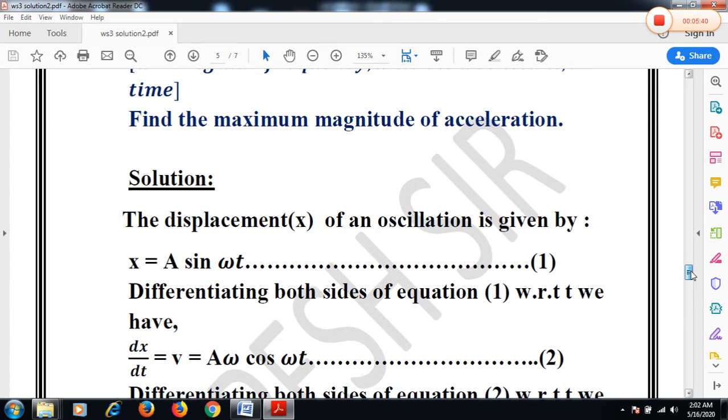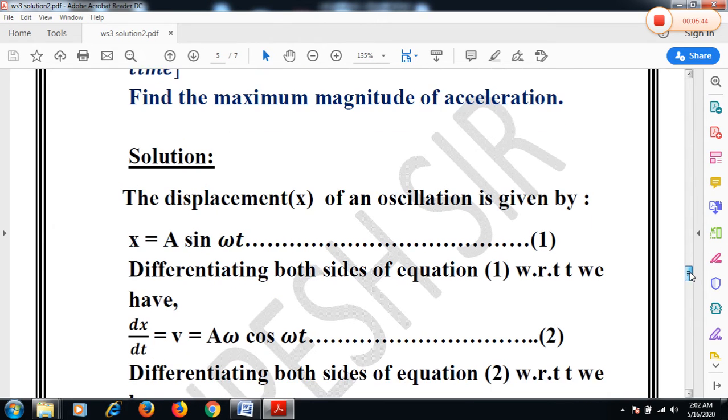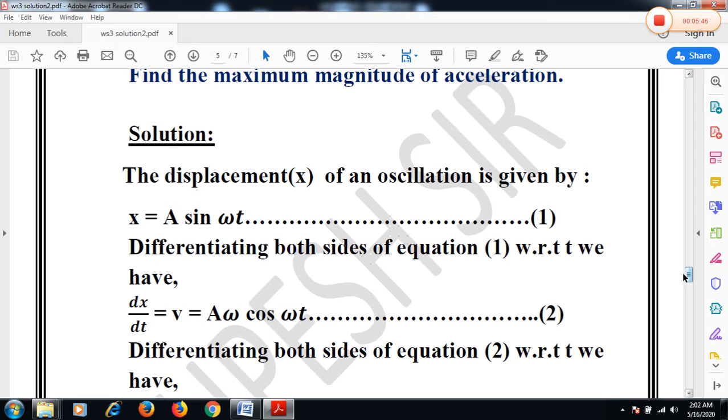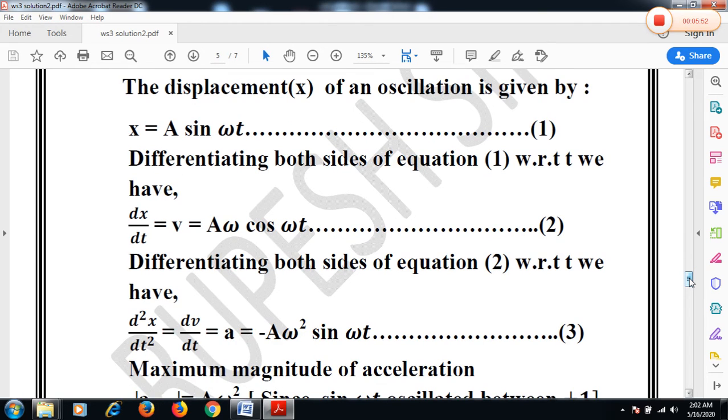We have numbered it as equation 1. Differentiating both sides of equation 1 with respect to t, we have dx/dt equals v equals a omega cos omega t. Again, differentiating both sides of equation 2 with respect to t, we have d²x/dt² equals dv/dt equals acceleration a equals minus a omega square sin omega t.